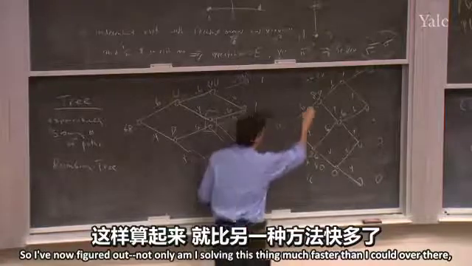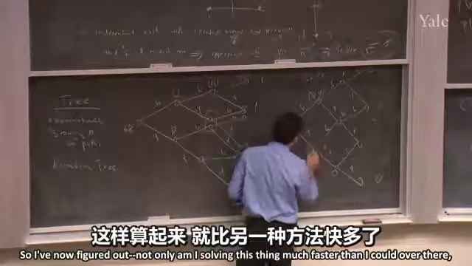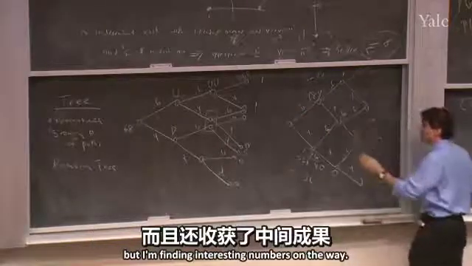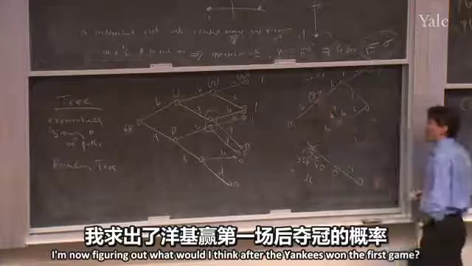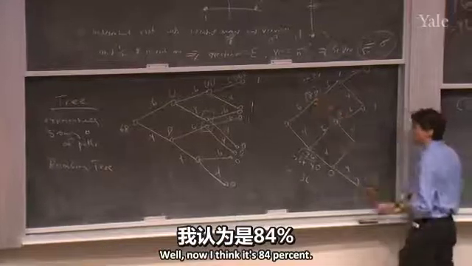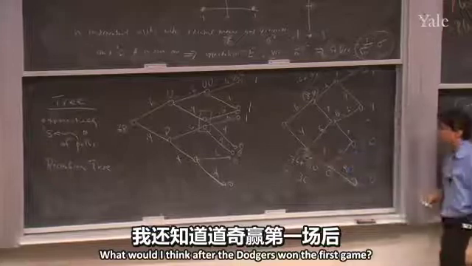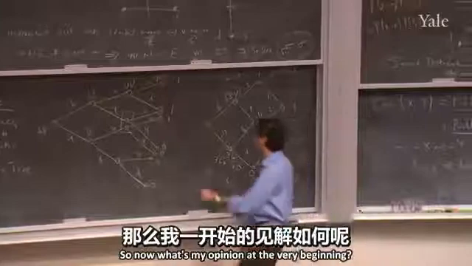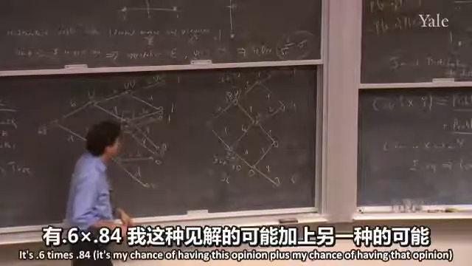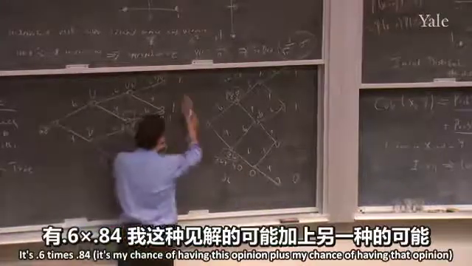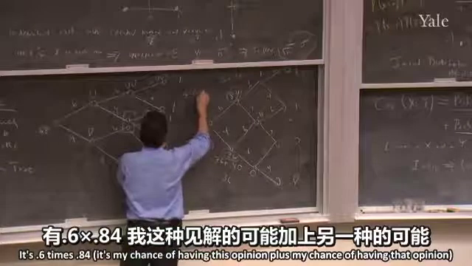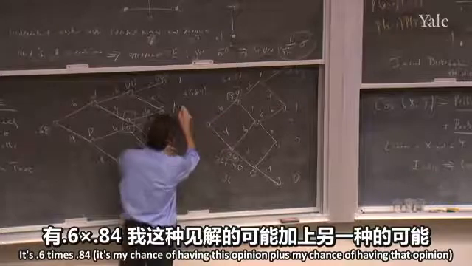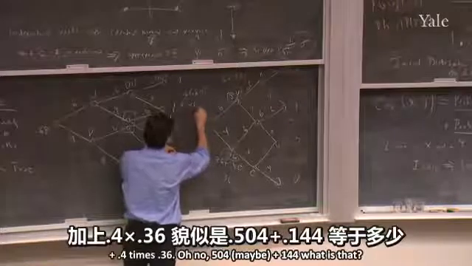Okay, so I've now figured out, not only am I solving this much faster than I could over there, but I'm finding interesting numbers on the way. I'm now figuring out, what would I think after the Yankees won the first game? Well, now I think it's 84%. What would I think after the Dodgers won the first game? I think it was only a 36% chance of the Yankees winning. And now what's my opinion at the very beginning? It's 0.6 times 0.84, my chance of having this opinion, plus my chance of having that opinion, 0.4 times 0.36.